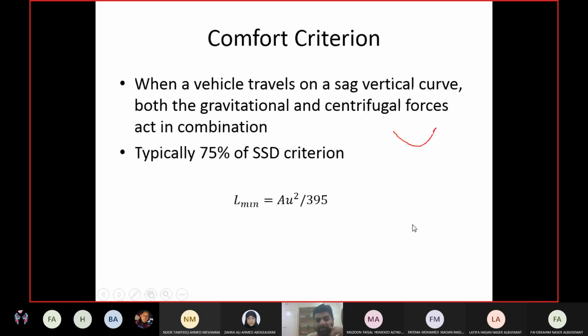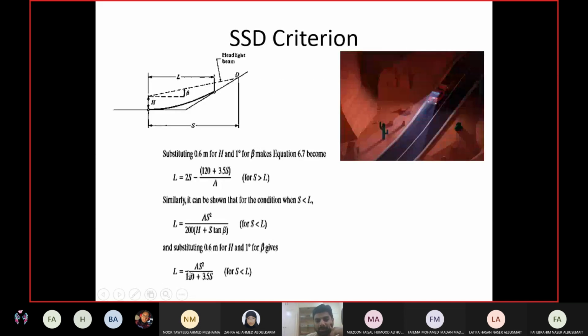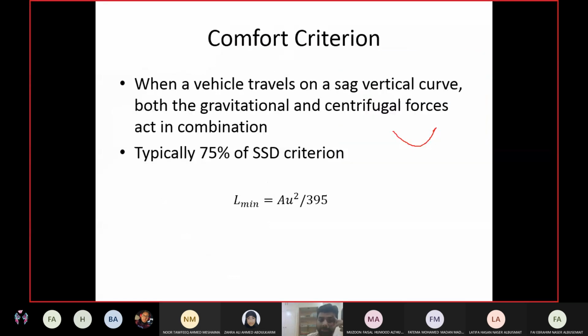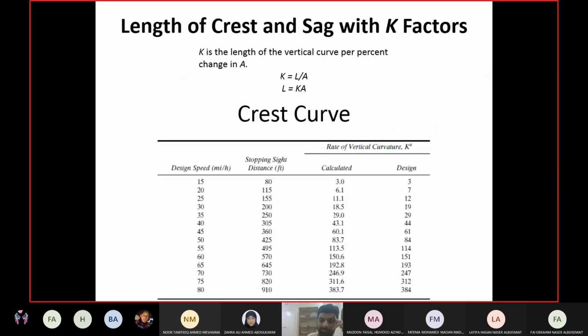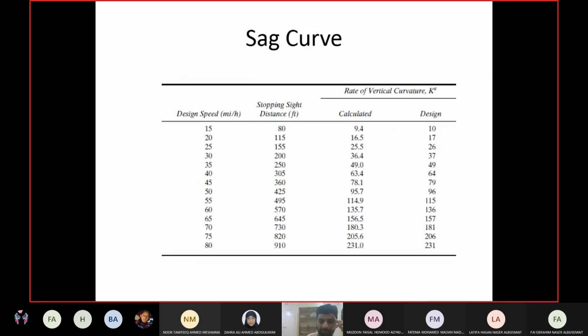This is the equation for the sag curves. Here, again you have A, so I will put A on the left hand side. So it will become L upon A, meaning K. K equals S square upon 120 plus 3.5 S. Again in this equation I have only S. So if you know the value of design speed, it's the same story. From design speed calculate sight distance, from sight distance calculate K. So I have a table for sag curve as well. I have two tables, one for crest curve and one for sag curve.